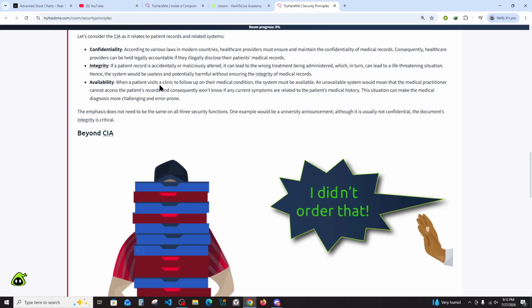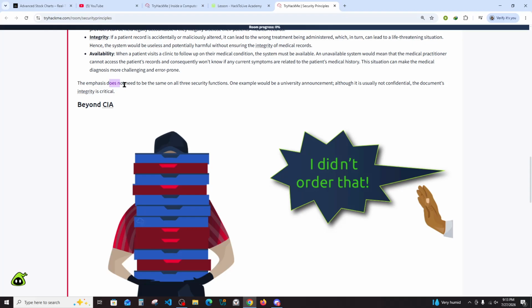When a patient visits a clinic to follow up on their medical condition, the system must be available. An unavailable system would mean that the medical practitioner cannot access the patient's records and consequently would not know if any current symptoms are related to the patient's medical history. This situation can make the medical diagnosis more challenging and error prone.